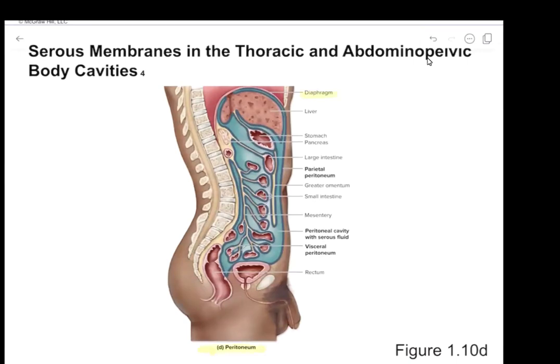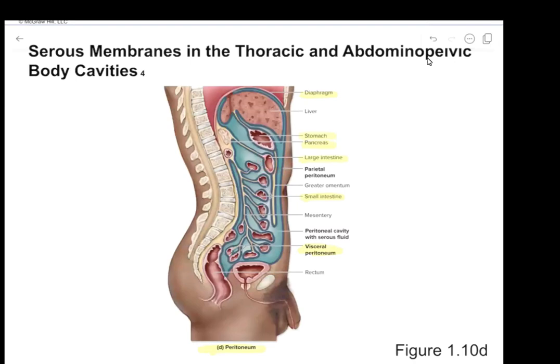Here's the diaphragm, which is what separates the thoracic cavity from the abdominal pelvic cavity. The visceral peritoneum is actually directly touching most of the intestines, specifically the small intestine. Also in this area, posterior to this, would be the pancreas. Notice that the stomach is surrounded by the visceral peritoneum as well, and the large intestine also. And this specific part of the large intestine, if you're curious, is the transverse colon.